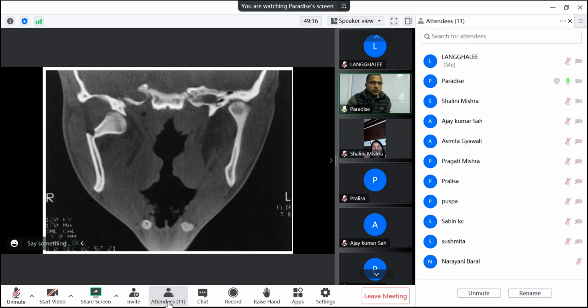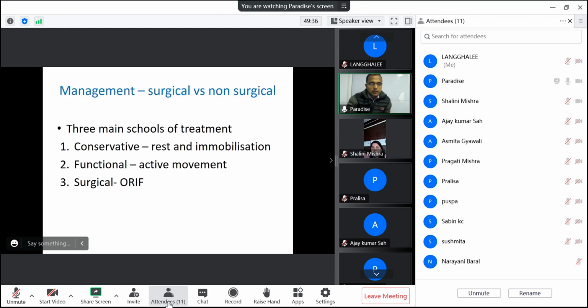The complications associated with condylar fracture surgery are that it may lead to facial nerve palsy, as you may damage some branches of the facial nerve, you may rupture the retromandibular vein, and you may damage the parotid gland, so it will lead to sialocele, or you can also say parotid gland fistula. It's difficult to operate. So in the management of condylar fracture, there are three schools of treatment.